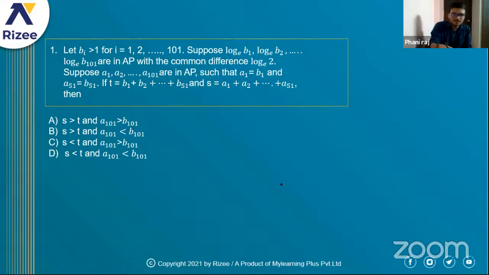Firstly, I think we would have known this. If the log of some sequence is an arithmetic progression, then the sequence is in GP, because log b2 minus log b1 is the same as saying log b3 minus log b2. By the formula of logarithms, this is the same as log of b2 by b1 equal to log of b3 by b2.